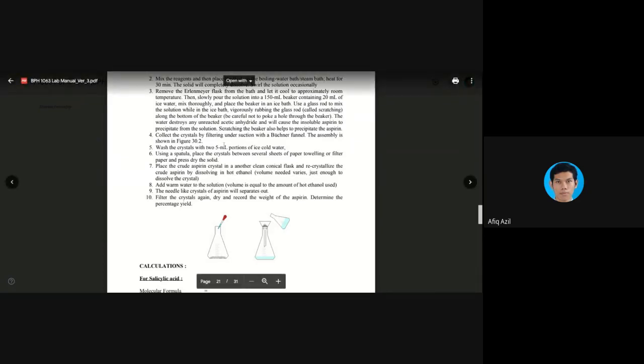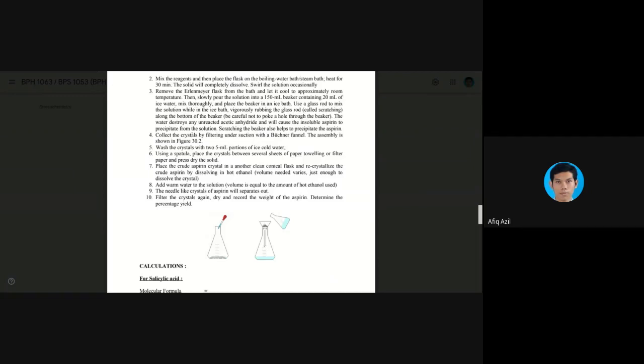So once you cool the solution just now with the ice water and you mix it together, the crystals will come out, and you have to collect the crystals by filtering under suction with a Buchner funnel, or you can use gravitational filtration, but this will take longer.